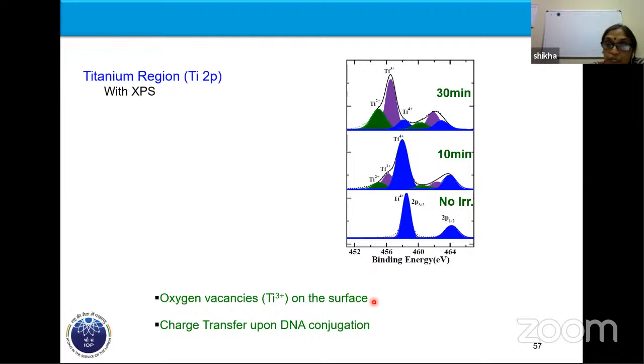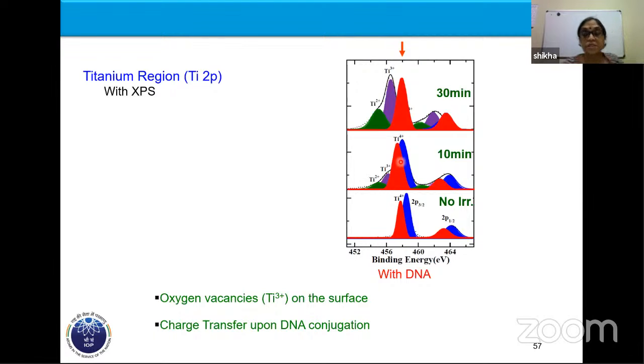But as soon as we put DNA, this is what it looks like. These red peaks are due to the DNA coming up. For the non-irradiated case, there is a shift. This is the main peak of the titanium, and there is a shift from the blue peak. Here also there is a shift, but here it is sitting more or less on the blue peak. So basically there was a charge transfer in the initial part. When the DNA goes and sits on the surface, there is a charge transfer. And this represents that negative charge is getting transferred from the DNA to the surface.